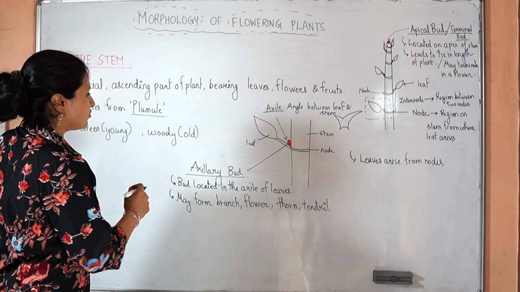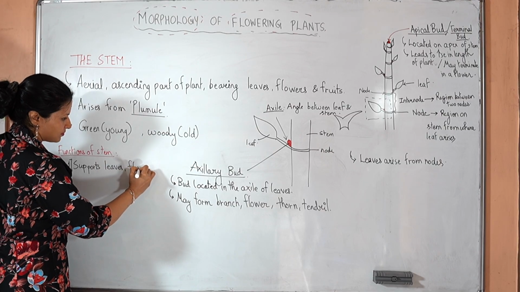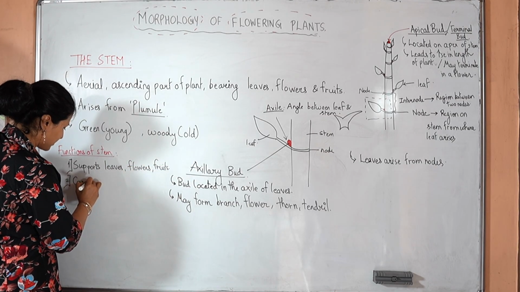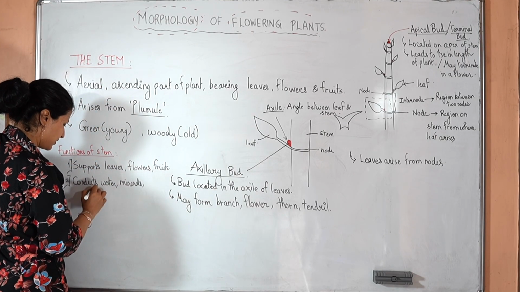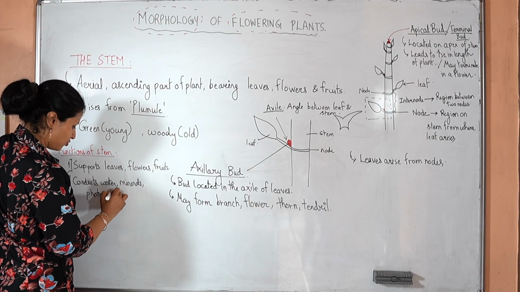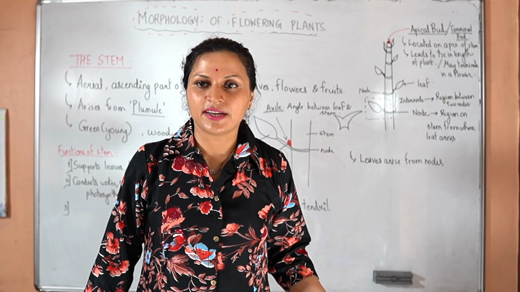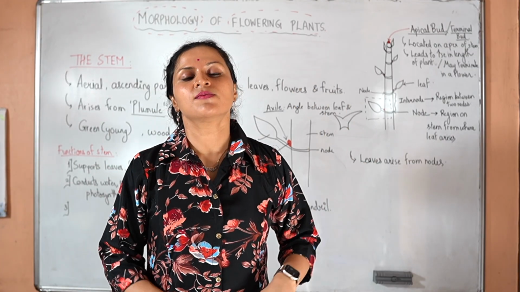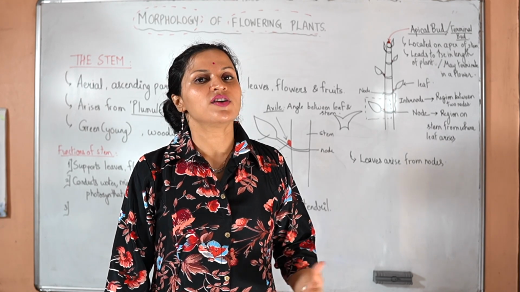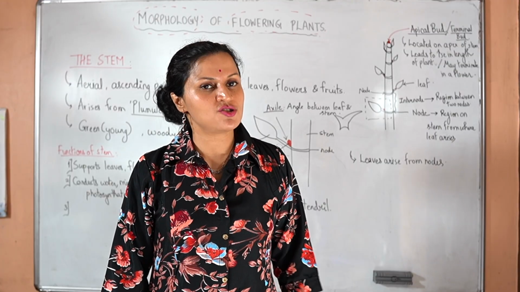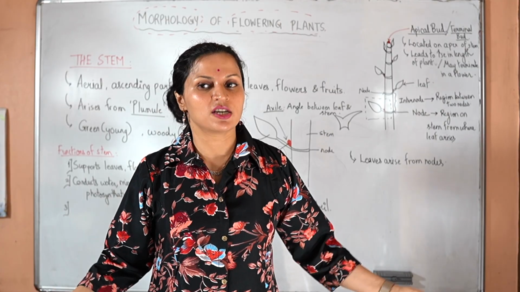Next, let's write down the functions of the stem. First one, it supports leaves, flowers and fruits. It conducts water and minerals, and photosynthesis is actively happening inside it, producing organic food. Some stems may also be modified, other than remaining like that. Some stems may modify themselves for vegetative propagation. You know vegetative propagation, right? For example, potato is actually a stem, which is a modification of a stem for production of new plants. Vegetative propagation it is called.